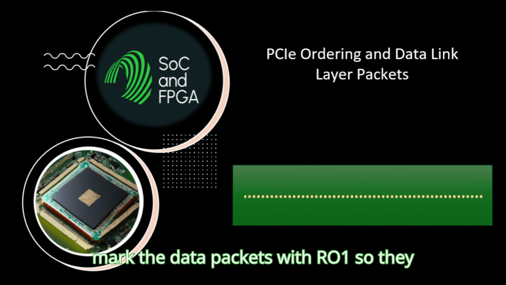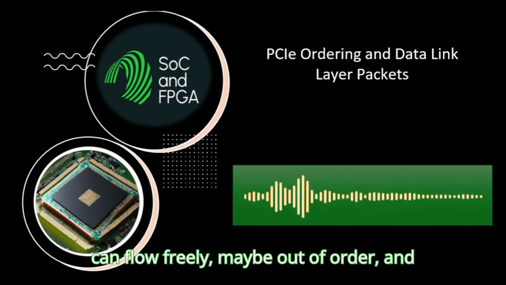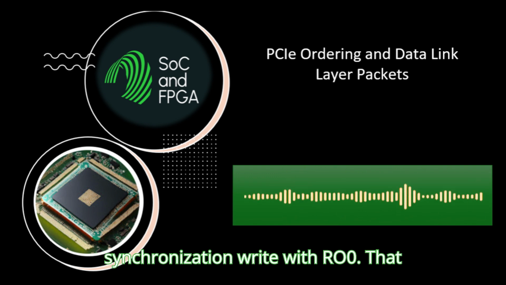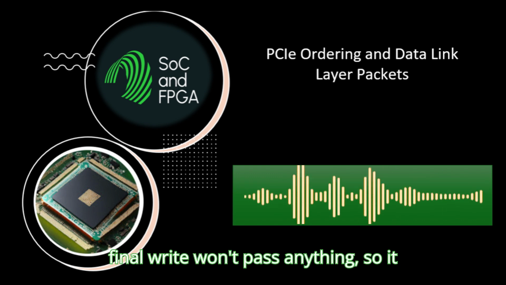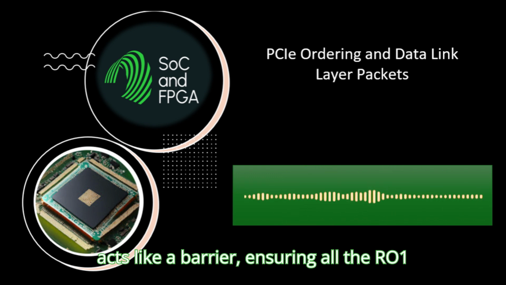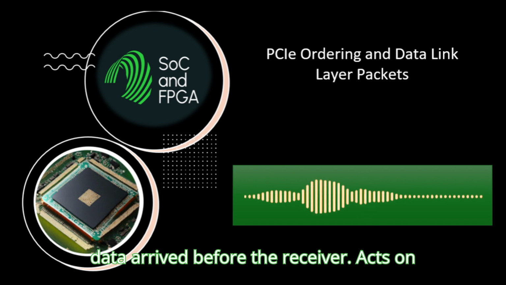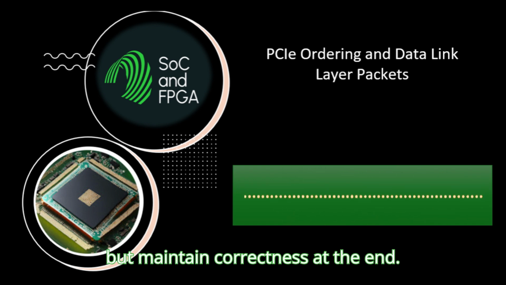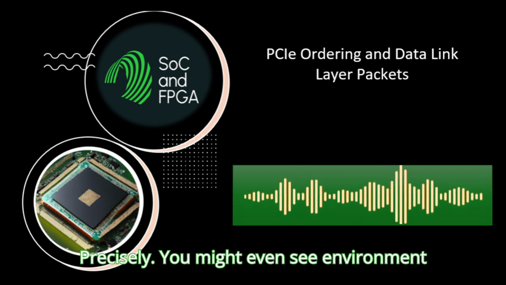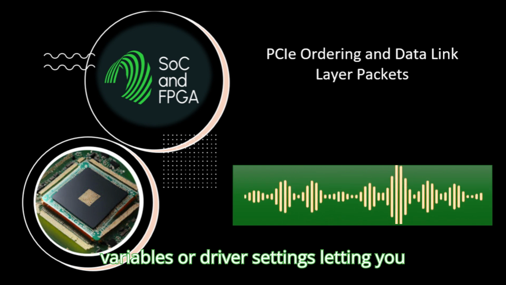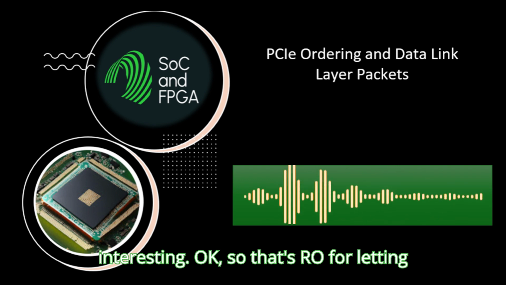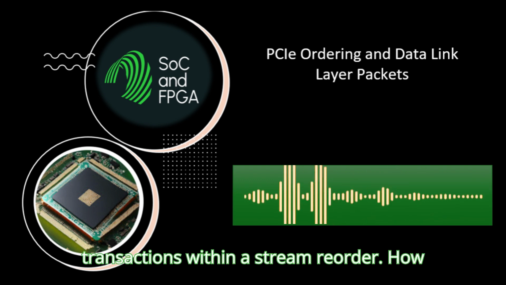You mark the data packets with RO=1 so they can flow freely, maybe out of order. And then typically, you send one final synchronization write with RO=0. That final write won't pass anything, so it acts like a barrier, ensuring all the RO=1 data arrive before the receiver acts on it. Clever. So you get the speed boost but maintain correctness at the end. Precisely. You might even see environment variables or driver settings letting you tweak RO usage for certain devices. Very interesting. Okay, so that's RO for letting transactions within a stream reorder.